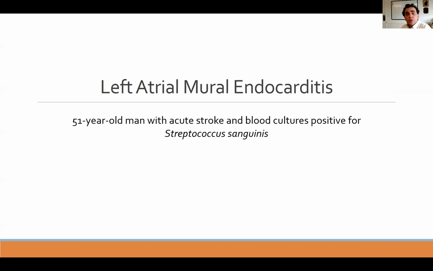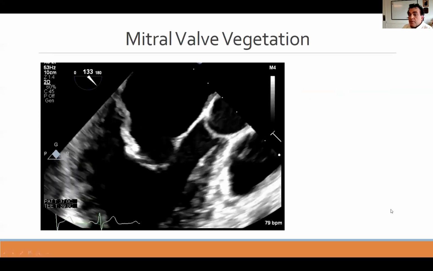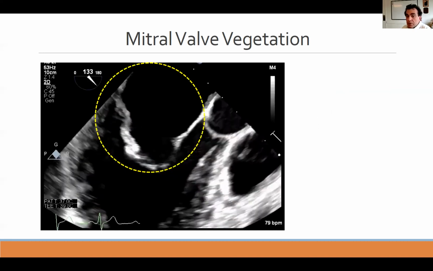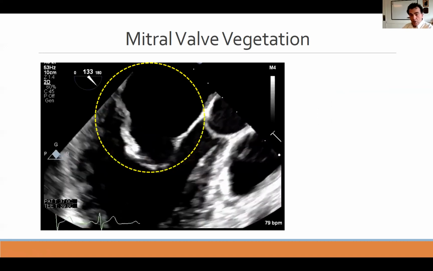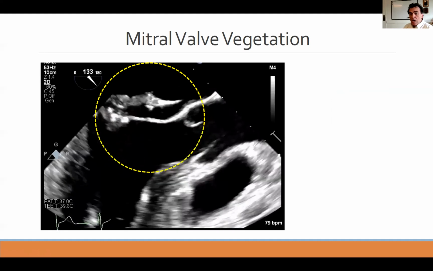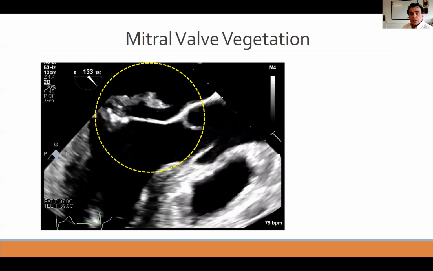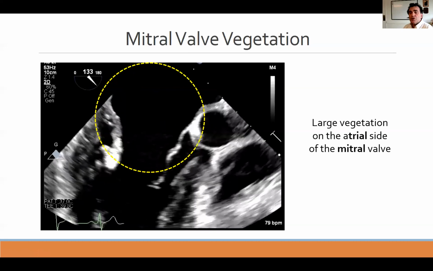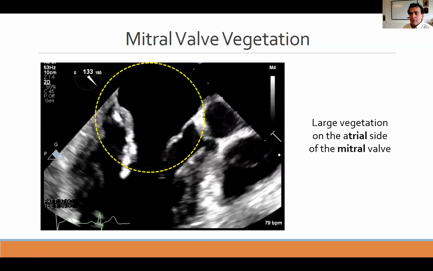This is a 51-year-old man with acute stroke and blood cultures positive for Streptococcus sanguinis. This is a large mobile echo density on the atrial side of the posterior mitral valve. So this finding in the context of positive blood cultures with an organism known to cause endocarditis is indicative of mitral valve endocarditis. So large vegetation on the atrial side of the mitral valve. So that's the valvular finding. But what's the non-valvular finding here?